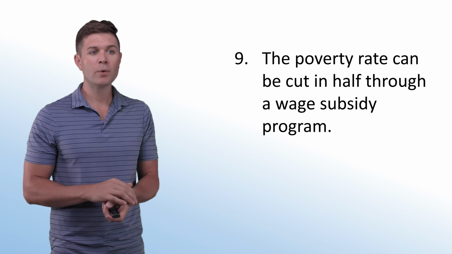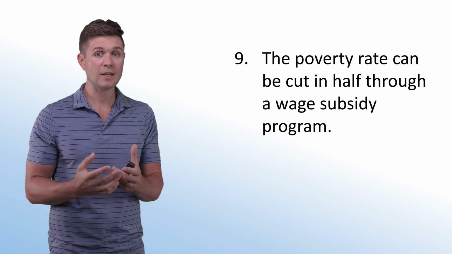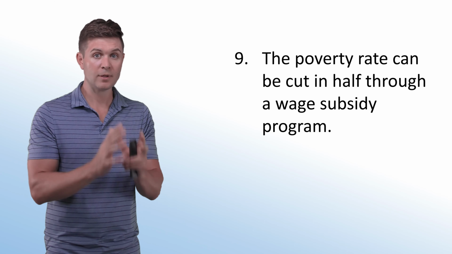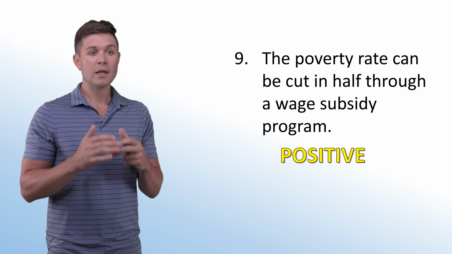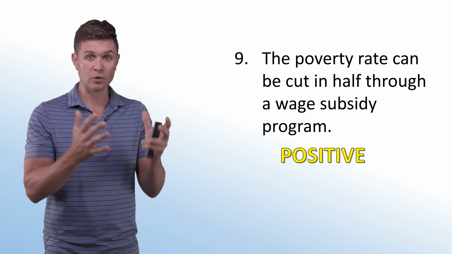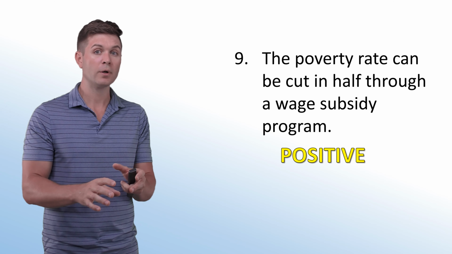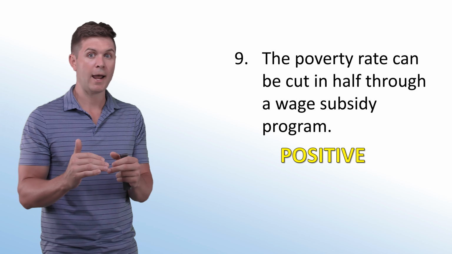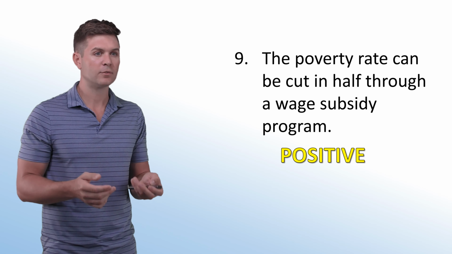Number 9, the poverty rate can be cut in half through a wage subsidy program. Now this is a very similar statement, except they're saying something that can be tested. So this one is a positive statement. All right, we can cut it in half. So we could look at the poverty rate, we could implement a wage subsidy program of some sort, and then see if it cuts the poverty rate in half. We can test this. Might be wrong, might be right, but it's something testable.